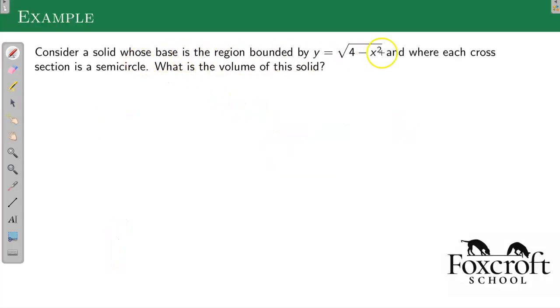Solid whose base is a region bounded and where each cross-section is a semicircle. So this one, I don't even know why I'm going to try to bother drawing this, but we have the same situation. We have this half circle, but instead of taking a square, each cross-section here is going to be a semicircle. So it's kind of this curve with a hump on the top because all these are semicircles going along.